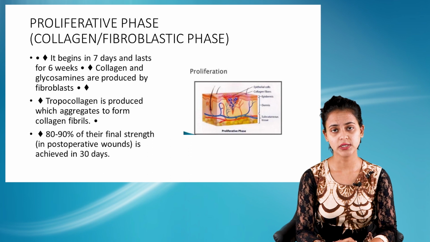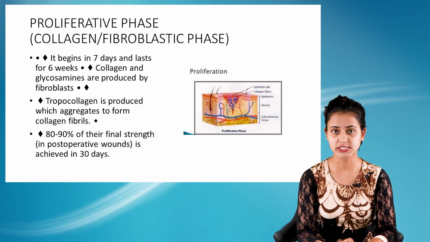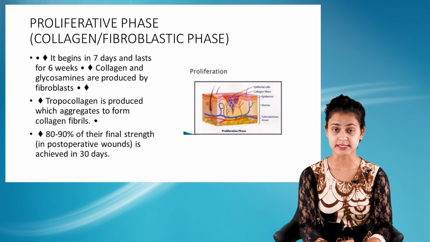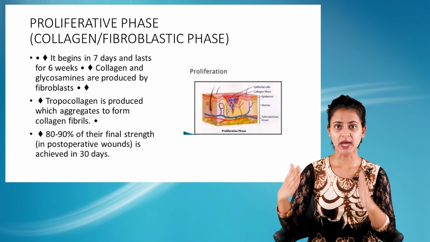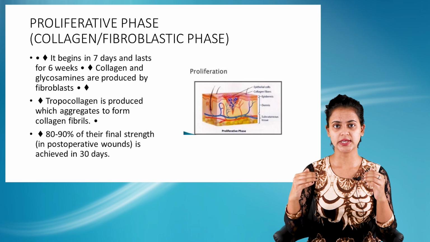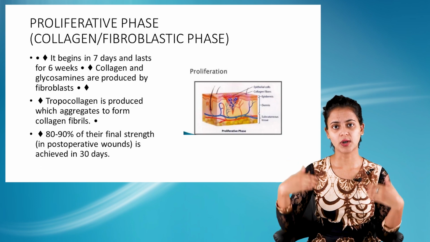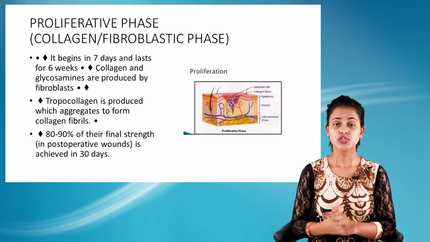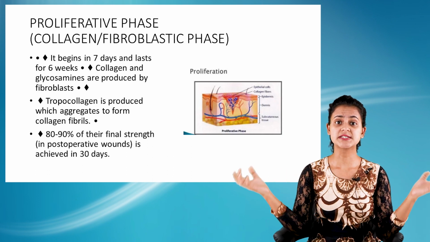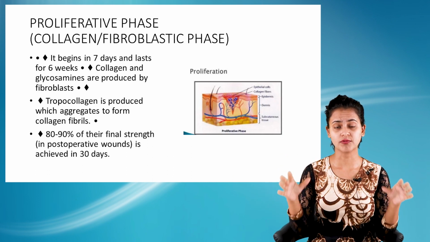So as we have learned about the inflammatory phase, and already learned in detail how the inflammation occurs in the previous session, now we are going to see the next phase of wound healing, termed the proliferative phase. The proliferative phase is often termed the collagen or fibroblastic phase. It basically begins about 7 days after the initial wound, and it can last for up to 6 weeks as well. The proliferative phase often depends on the severity of the wound.